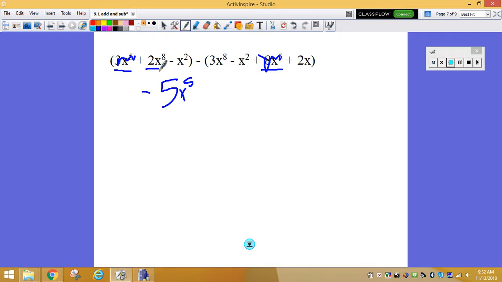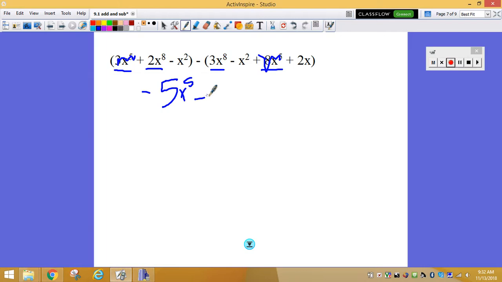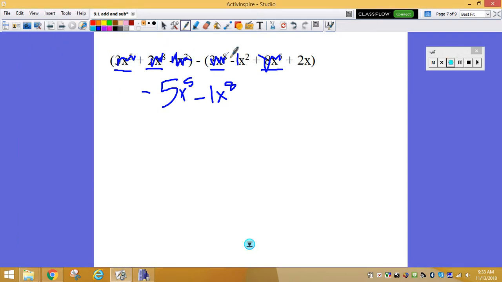X to the 8th, I can only combine with x to the 8th, which is right here. So I would do 2. My middle sign is minus, and it's a 3. It gives me negative 1. And since they were x to the 8th, I'm going to put x to the 8th. I'm going to scribble them out because I used them. Now remember, this gets a 1, and this will get a 1. So I have a negative 1. My middle sign is minus. I have another negative 1, which canceled out. I got 0, so I'm not going to put any x squareds.